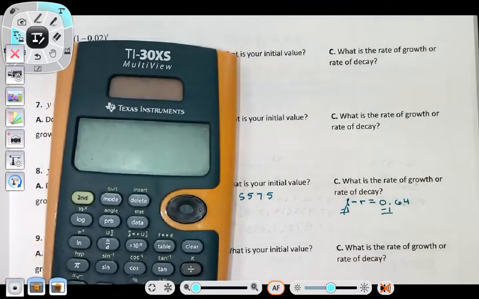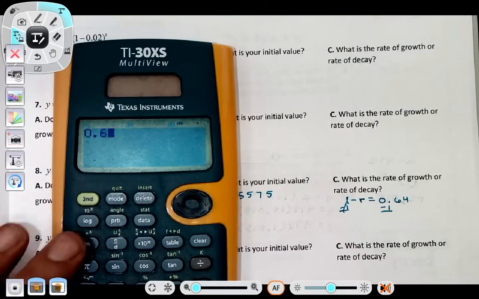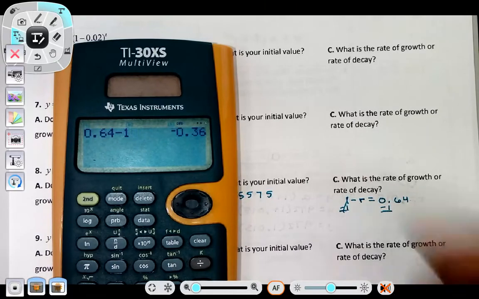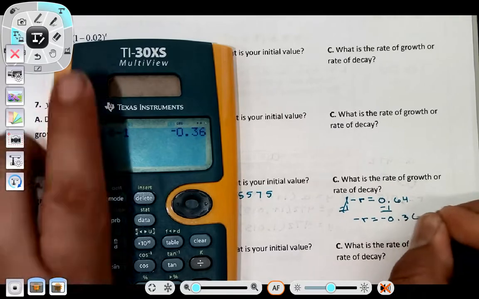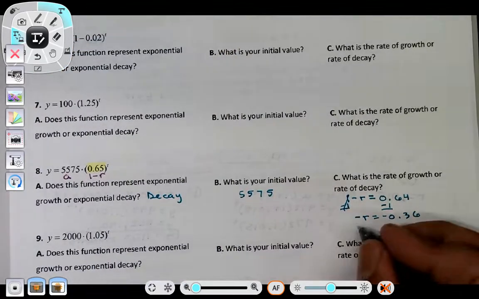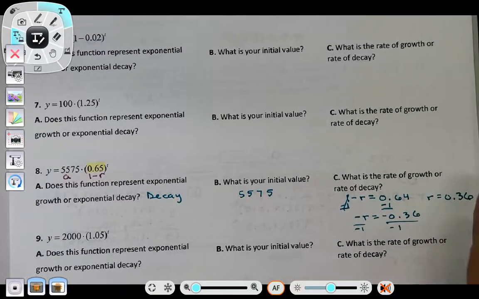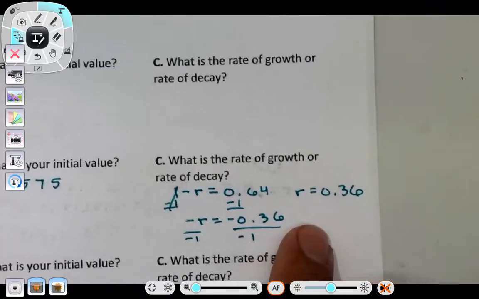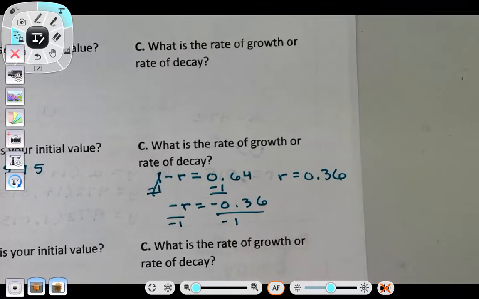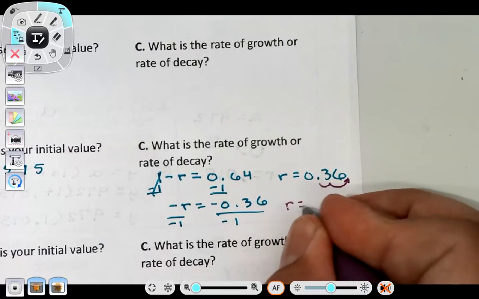So let's see. I've got this old school one here. Just do it on Desmos for yourself. 0.65 minus 1. So I've got negative R equals negative 0.36. Well, remember, we don't want it to be negative. Divide by negative 1, and there it is. R equals 0.36. But remember, they want a rate. They want a percentage. So if your R is 36 right there, you're going to move it twice. So then your R is 36%.